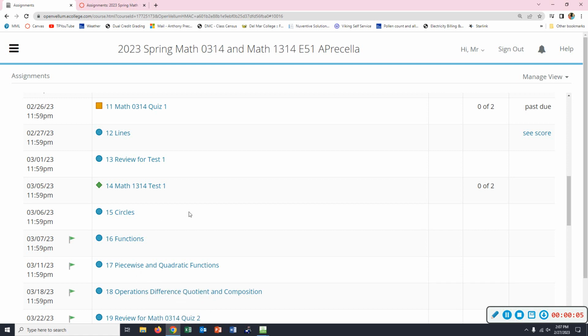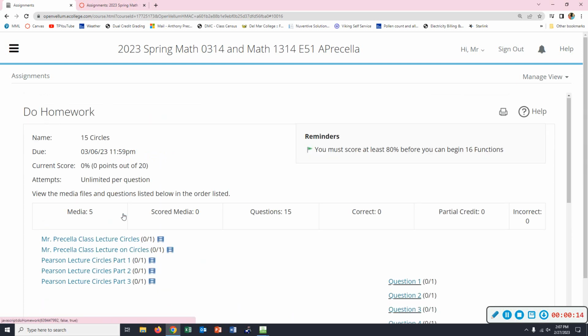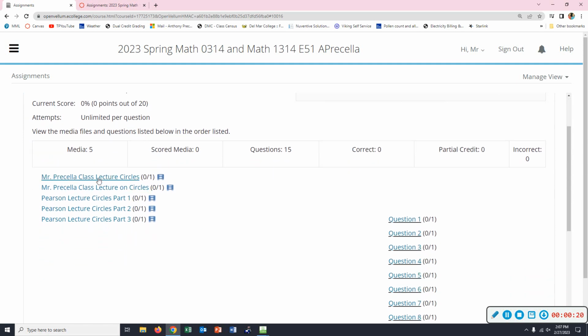Good afternoon. Today we're going to be looking at circles, our next assignment here. I'm not going to bother writing out the definition of circles. I'm just hoping y'all know what a circle is. It's a formal definition: a set of all points equidistant from a fixed point.